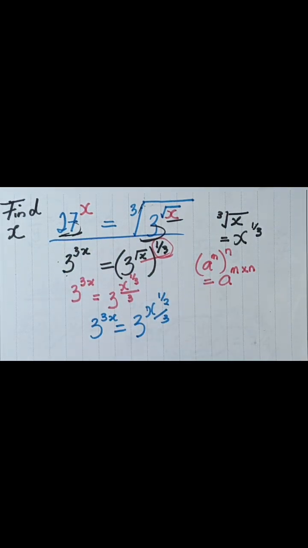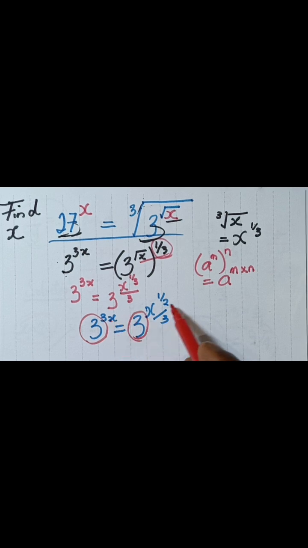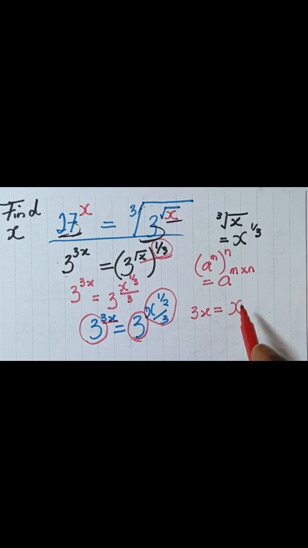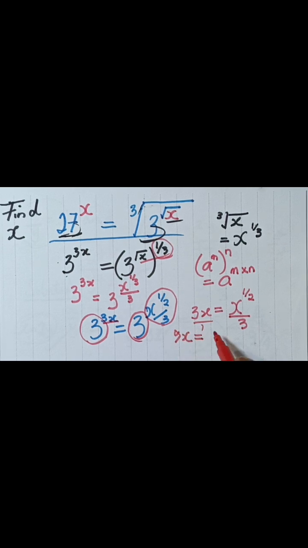Very good. All we need to do here is to understand the fact that since we have common bases, are we there? Good. Of 3, we can do what? Compare the indices. So comparing the indices now, we have 3x, the index here is equal to the index here. Are we there? Very good. 3x is equal to x, power 1 upon 2, everything upon 3. So to simplify this further shouldn't be a problem, of course. So we can have 3x multiplying 3. This will give us what? 9x to be equal to x to the power of 1 upon 2.